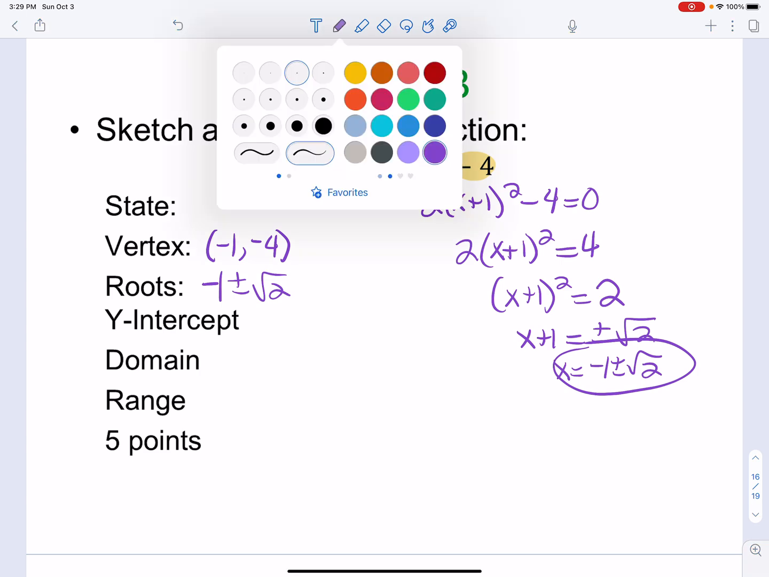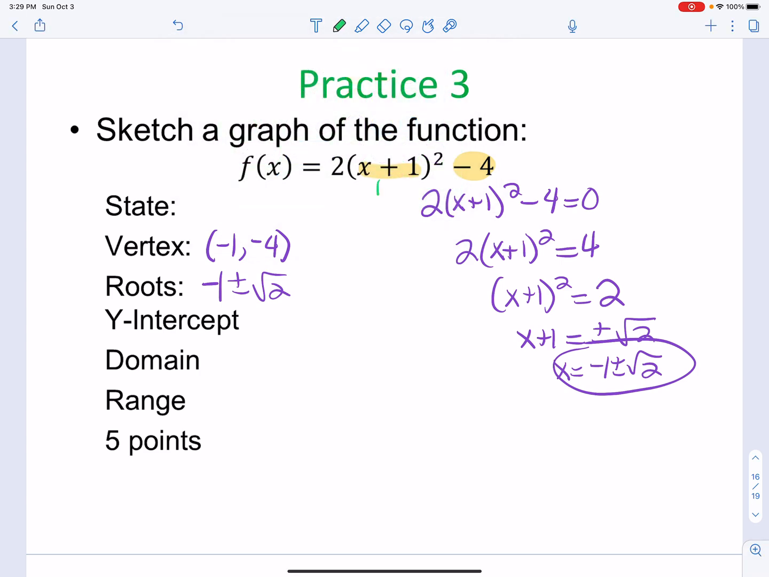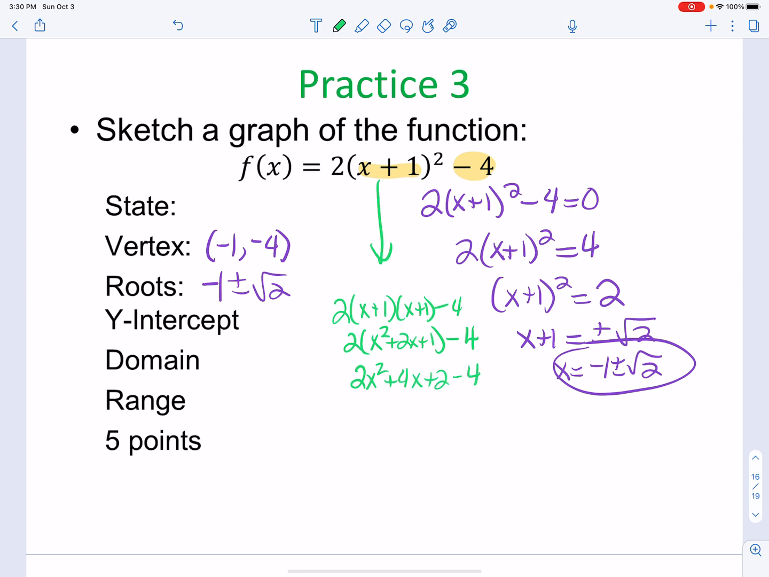Now, you didn't have to. That's how I would have done it. You could have just gone, okay, 2 times (x plus 1) times (x plus 1) minus 4. So you're going to do the (x plus 1). So x squared plus 2x plus 1 minus 4. So then you get 2x squared plus 4x plus 2 minus 4. So 2x squared plus 4x minus 2, right? So that puts you in standard form.